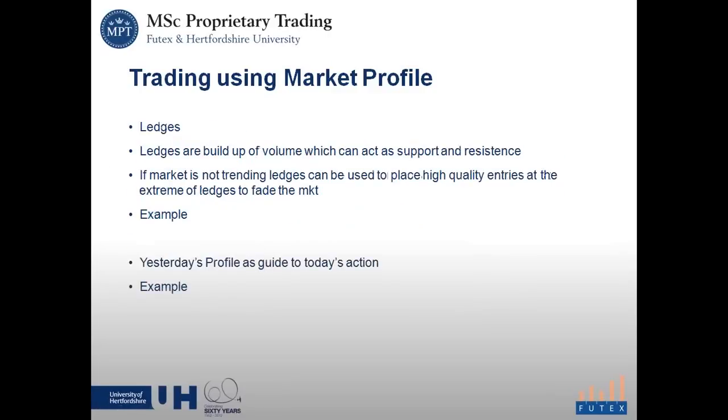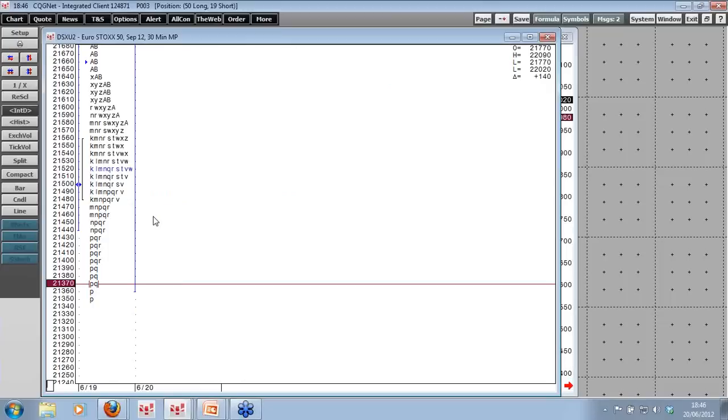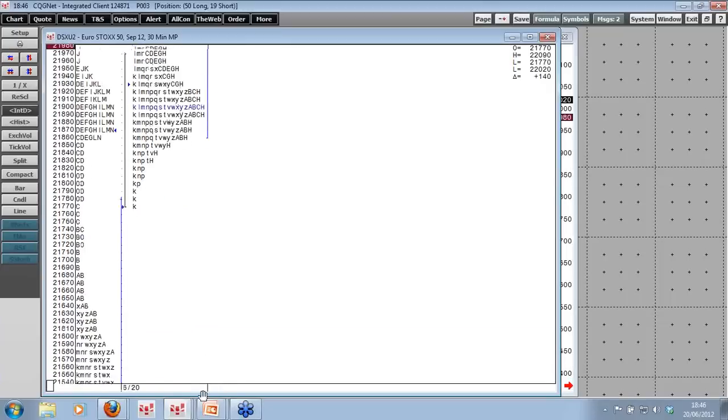Okay. I won't go through in too much detail now because I know the time's getting on. I just want to go through one quick example, but a couple of other ways of using market profile. You could look for ledges. Ledges are build up of volume which can act as support or resistance. If the market is not trending, ledges can be used to place high quality entries at the extreme of ledges to fade the market.